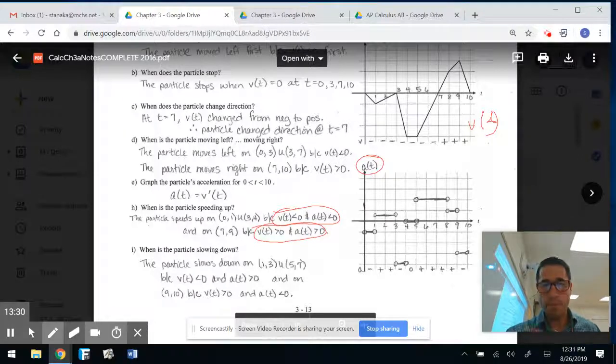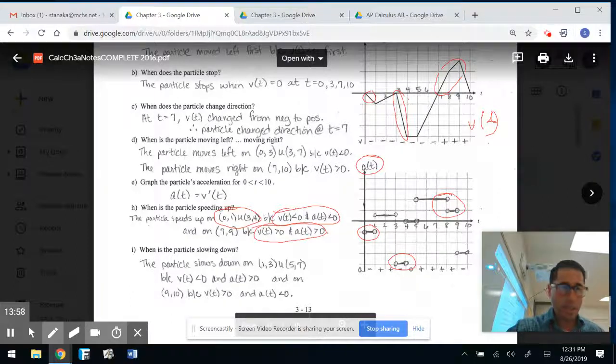Well, where are they both negative? They're both negative from 0 to 1. They're both negative, right, class? And from 3 to 4, right? They're both negative. That's why it's speeding up. Well, it could also be speeding up when they're both positive. Where are these both positive? From 7 to 9, velocity is positive, and from 7 to 9, acceleration is positive.